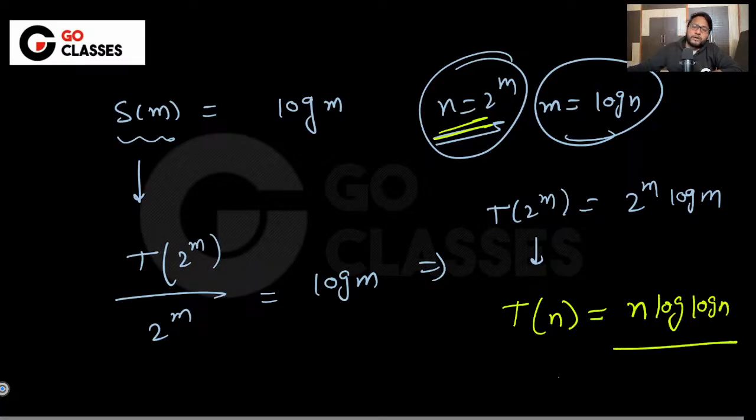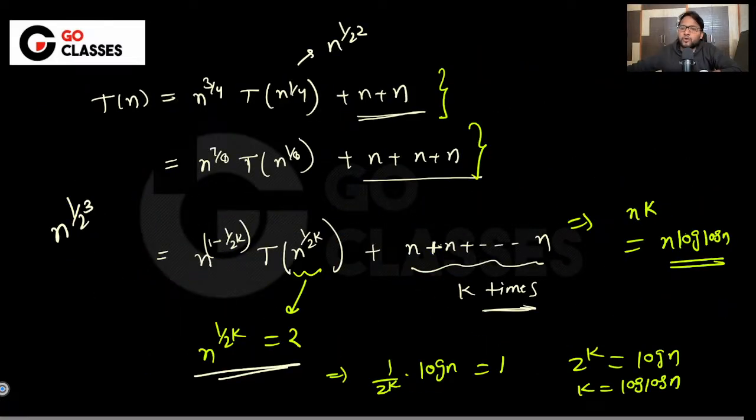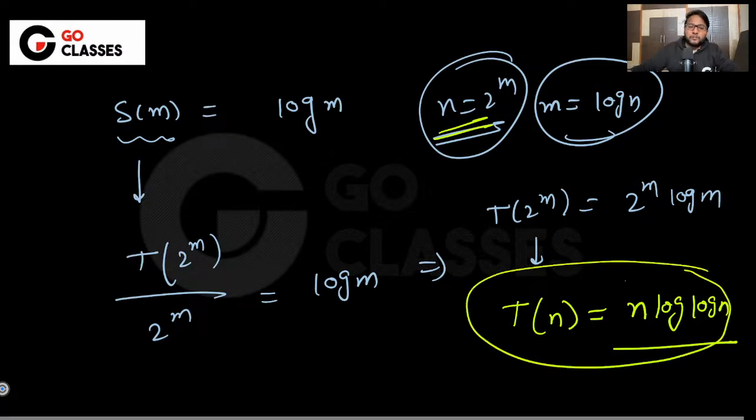N into log of log n. See, n into log of log n is the only answer that we have got earlier, and also here we have got the same answer. So don't worry, we will do it step by step. In just a couple of minutes I will show you this change of variable as a method. So don't worry about it.